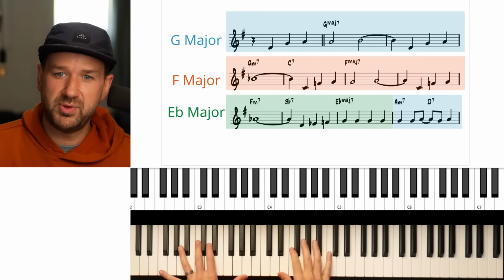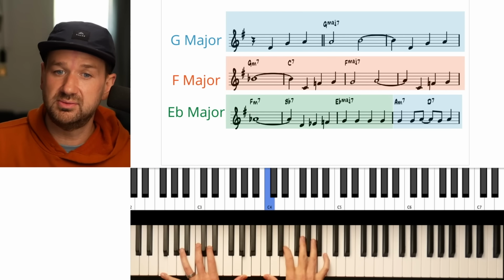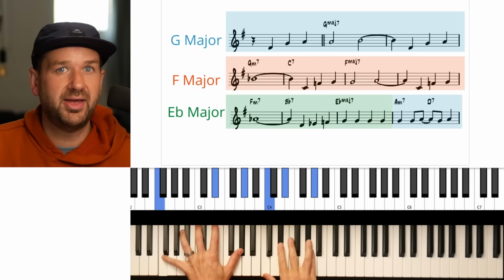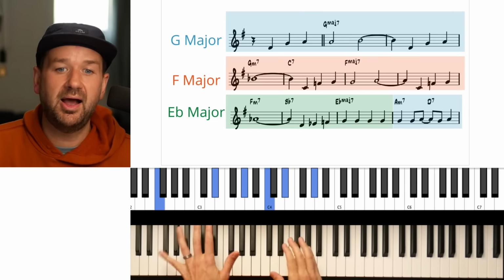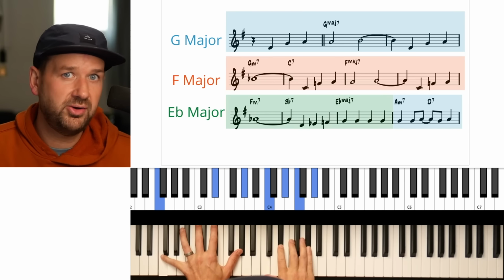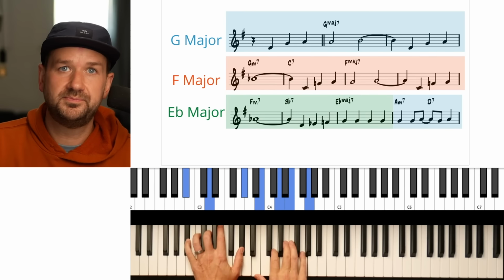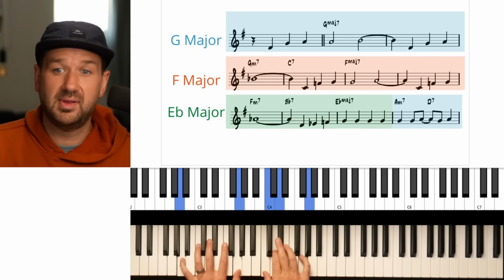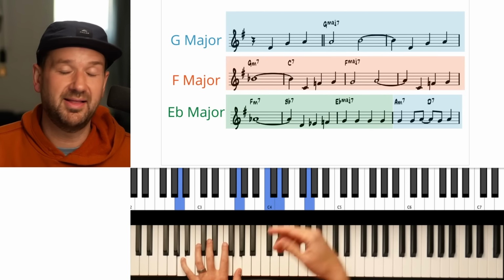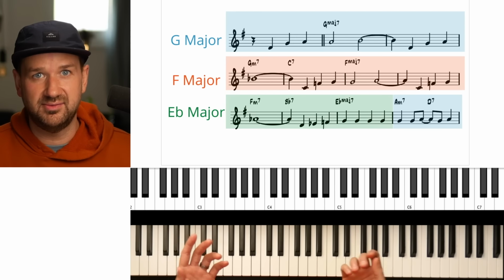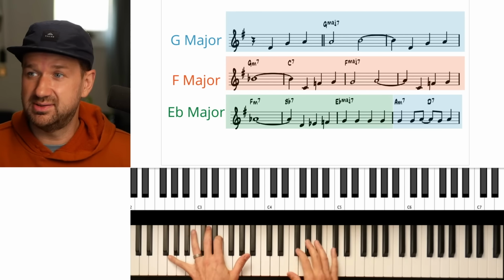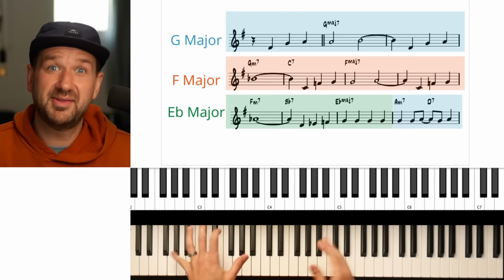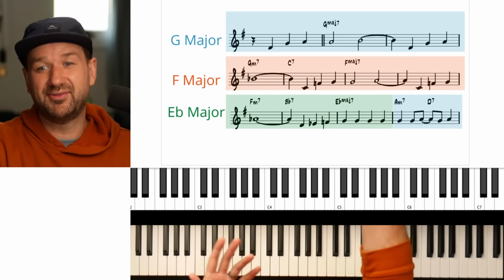Then right after we resolve to the F major, it goes to an F minor. It really does the exact same thing. Now, as soon as we're on this F minor, key of E flat. As soon as we're on that A minor at the end there, that last bar, we're heading back to the key of G. Again, caveat, exceptions. In this very tune, the chord after that is a G minor.